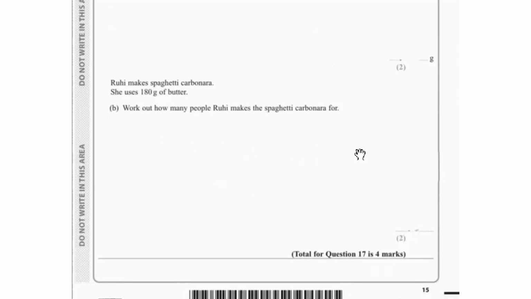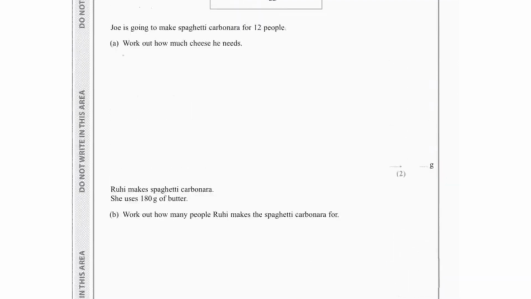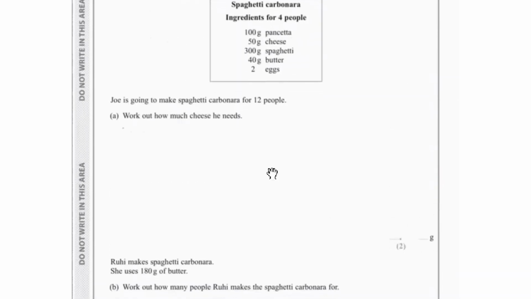Then Ruhi makes spaghetti carbonara. She uses 180 grams of butter. Work out how many people Ruhi makes the spaghetti carbonara for. So originally for 4 people, we are using 40 grams of butter.